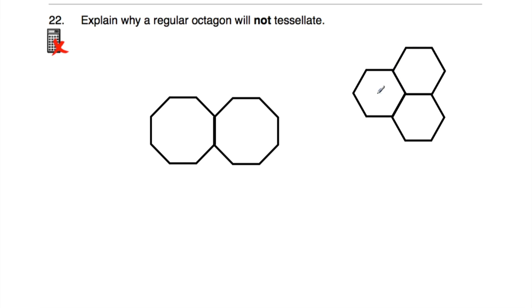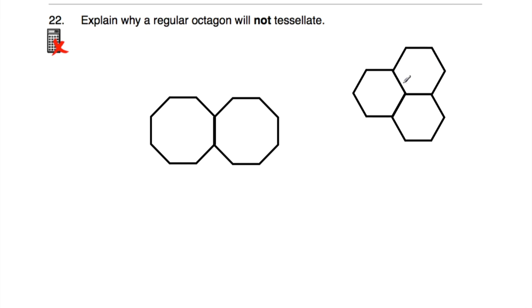But to tessellate means to fit together perfectly without any spaces. Now, it's not a term that you need to know for the current 9-1 GCSE maths. So you're not going to be given a question like this without explaining to you what tessellation means. But this is a question which I think is quite useful to have in this booklet, because I think it's a nice idea to introduce what tessellations are and why some shapes tessellate and why some shapes don't. So this question says, explain why a regular octagon will not tessellate.